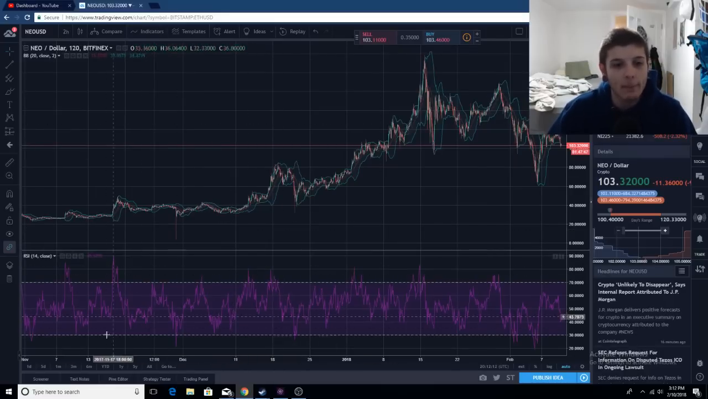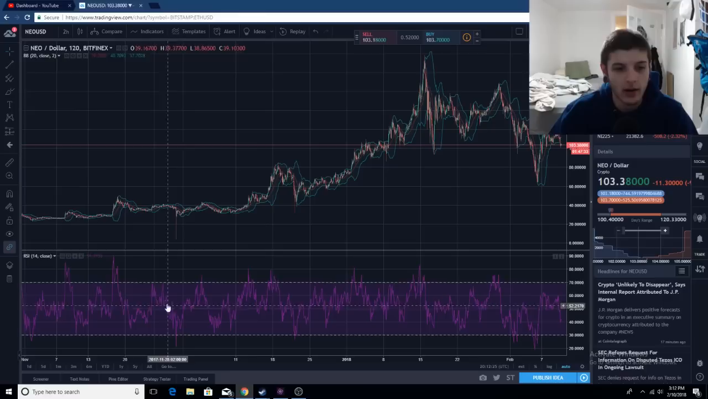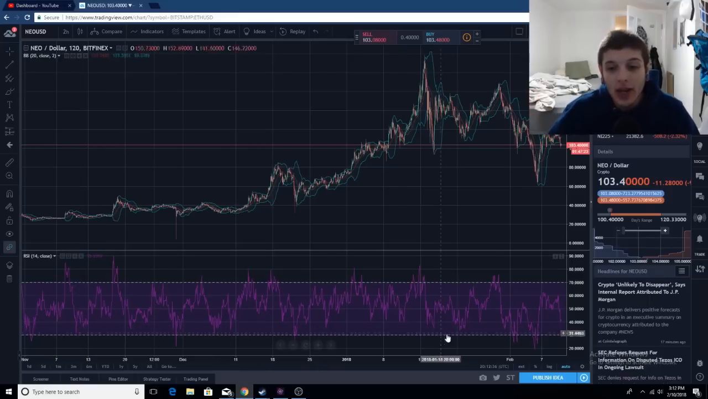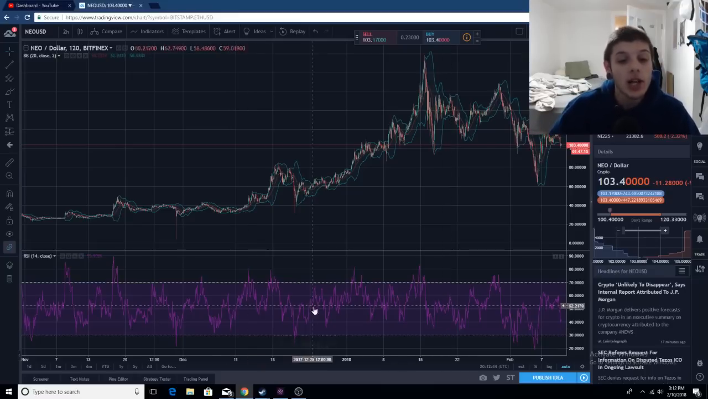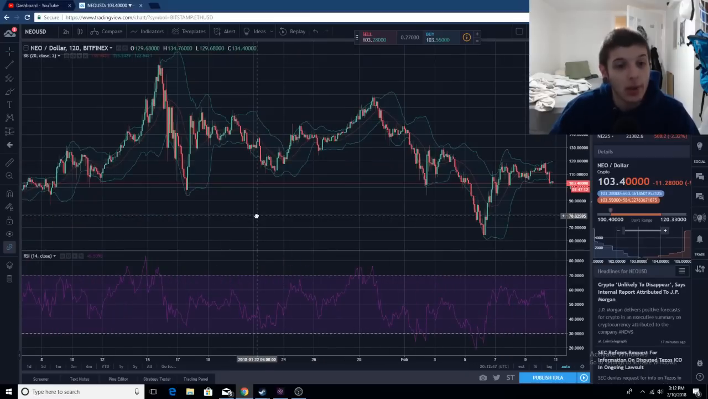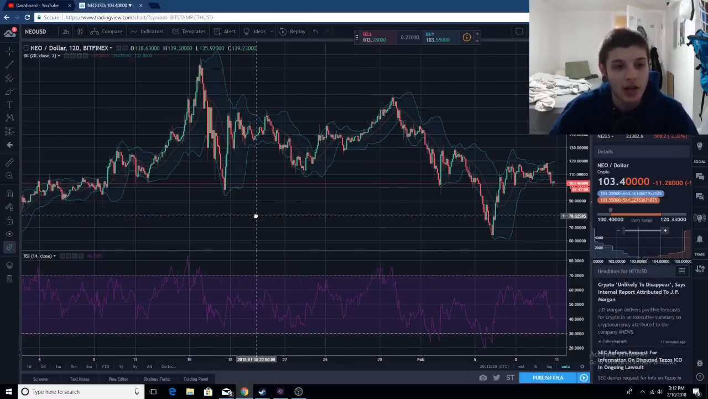So RSI measures overbuying and overselling. It means the Relative Strength Index. Some people call it the Real Strength Index. And what this does is, as you can see, it oscillates within this chart over here. In the purple, when it goes above 70, it's overbuying. Usually when overbuying is occurring, prices are high. When it goes below 30, it's overselling. When overselling is occurring, usually prices are low. Now, we're going to use RSI in conjunction with Bollinger Bands to show you guys how to trade cryptocurrency.